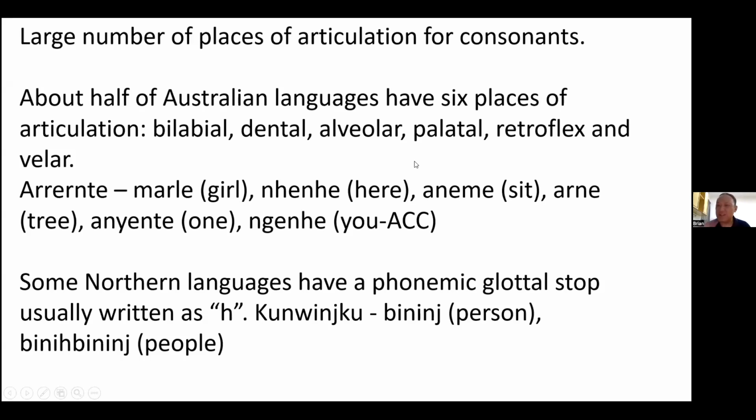Your tongue actually touches the bottom teeth, and the middle of your tongue goes up, like a sort of dome shape. Nya. Anyanda. And ngana is nga. Nga is a very common sound throughout Australia, and you can find it at the beginning, in the middle, and at the end of words.